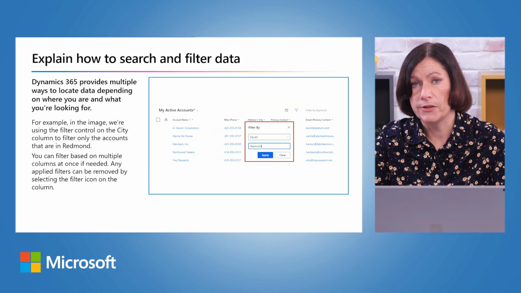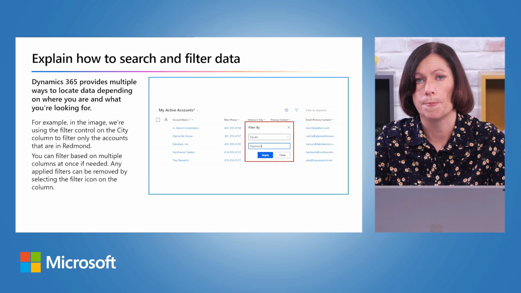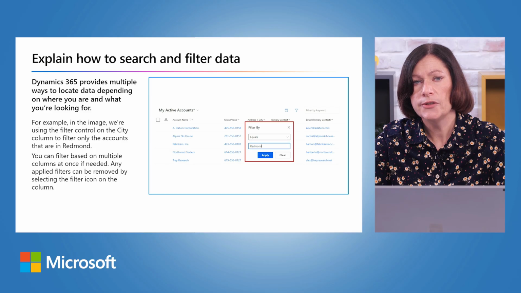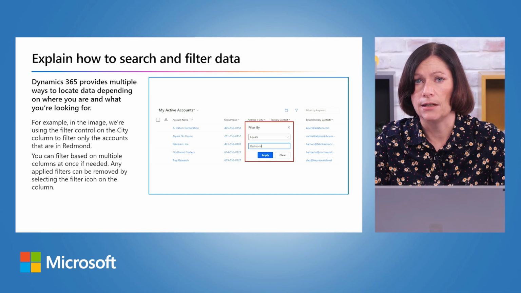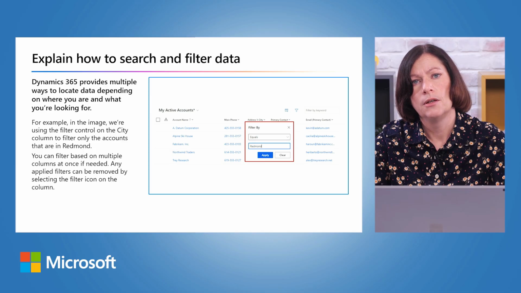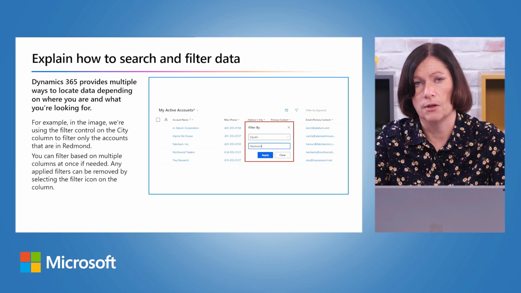There are always going to be scenarios where you'll need to find out specific information, so let's explore how to search and filter data. There are multiple ways to find data, depending on where you are and what you're looking for. In this slide, you can see that the filter control under City is being used to filter on accounts located in Redmond. You can filter by multiple columns at once and quickly remove filters by selecting the filter icon on the column.